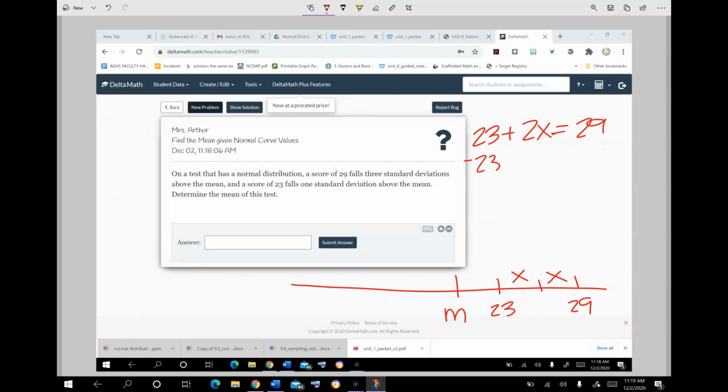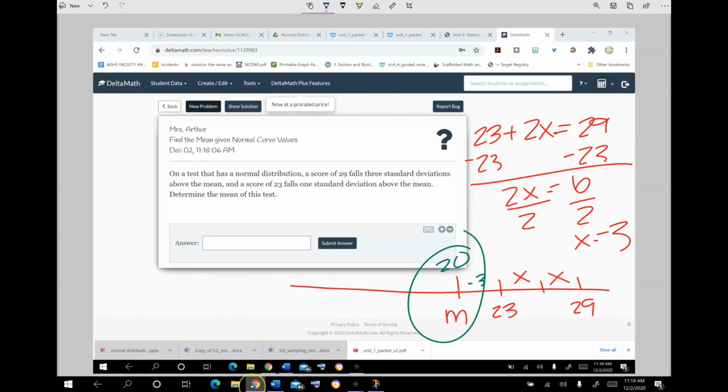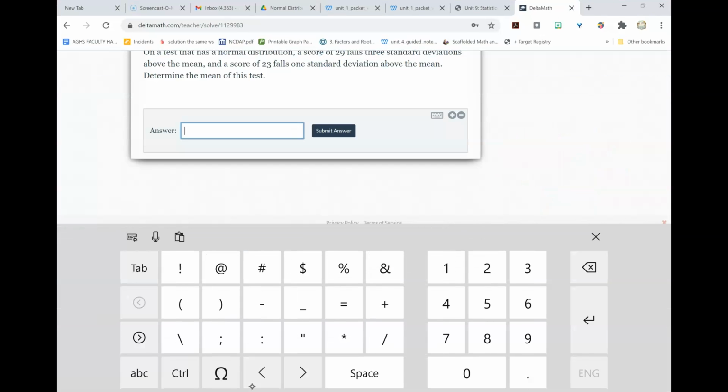Subtract 23. We're going to get 2x equals 6. Divide by 2. X equals 3. So now, to find the mean, it's right behind this, so I'm going to subtract 3, and my mean is going to be 20. Okay?